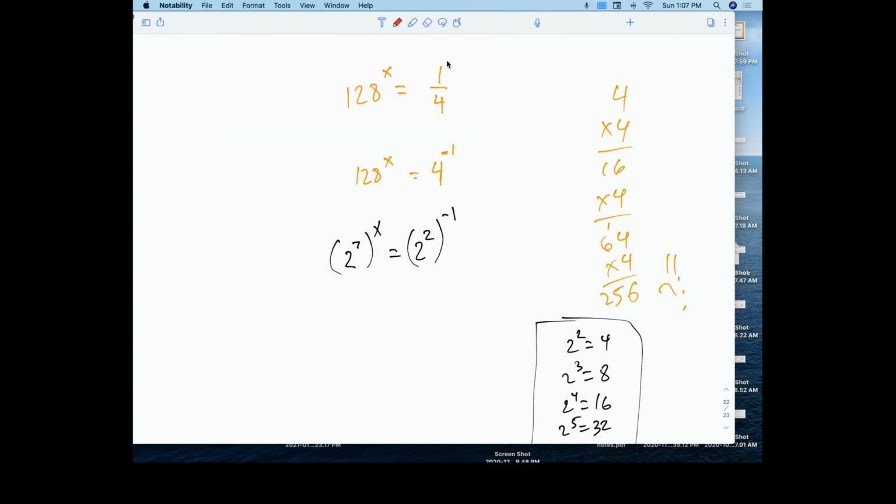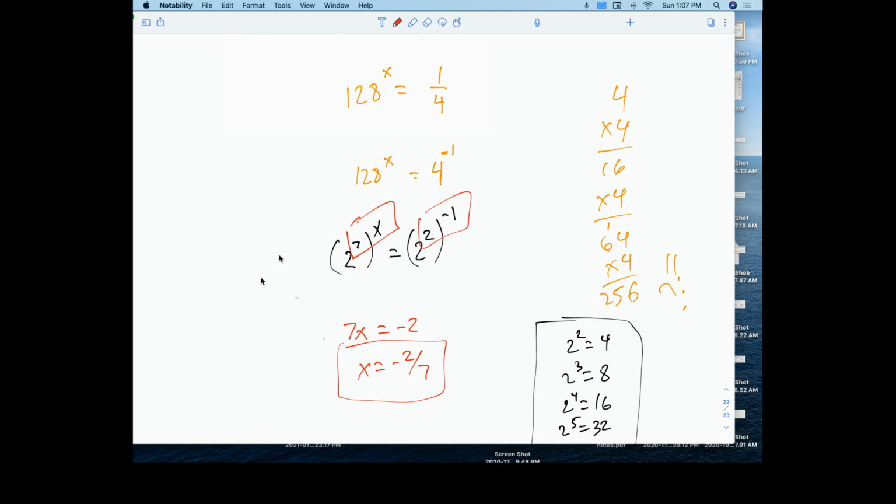So we have 2 to the 7 raised to the x equals 2 squared raised to -1. If you're confused about 2 squared, 2 times 2 is 4. The rule is that when we raise to another power, we multiply the exponents together. So this is 7x equals -2. So x is -2/7.